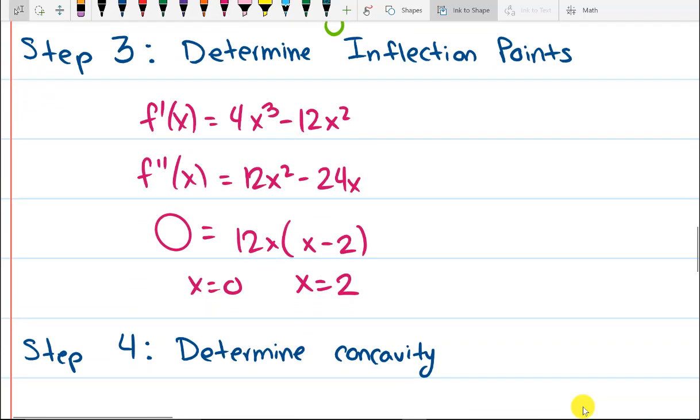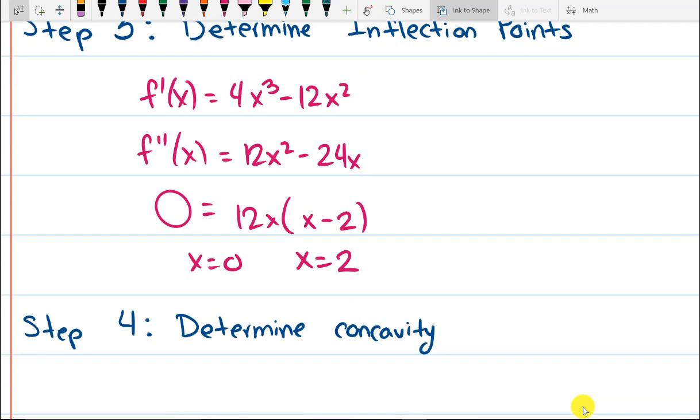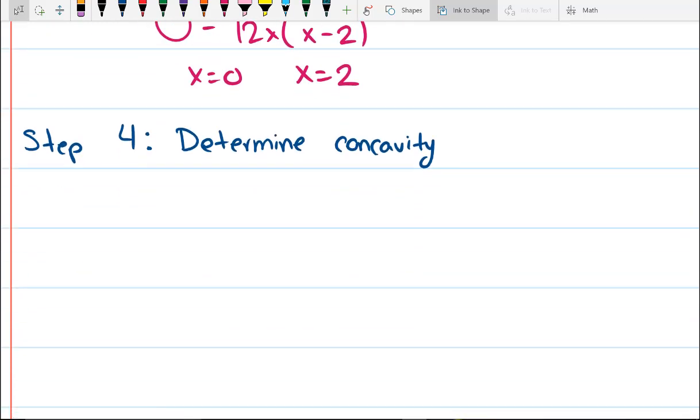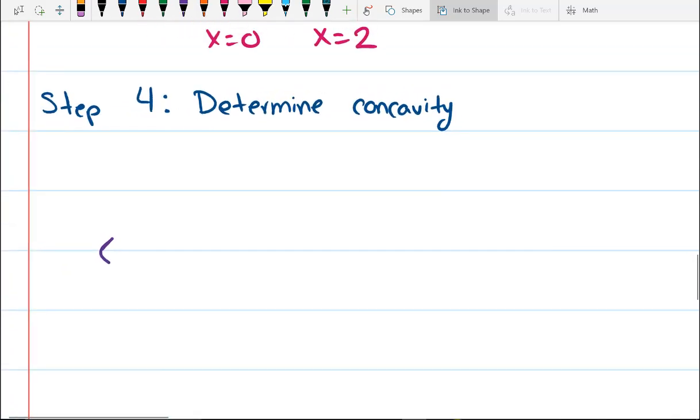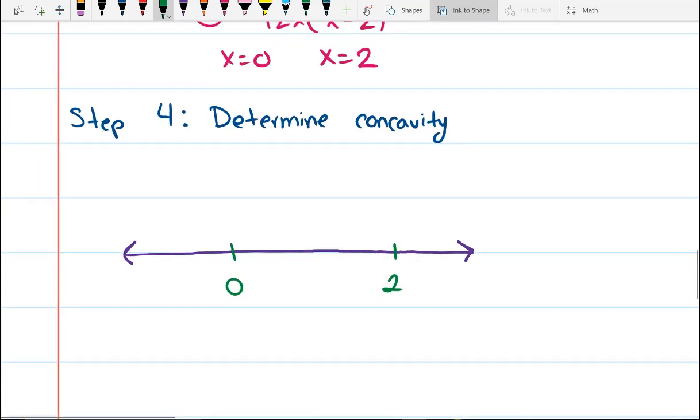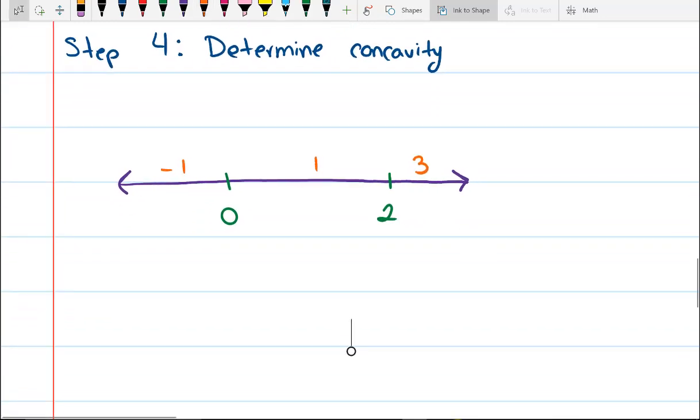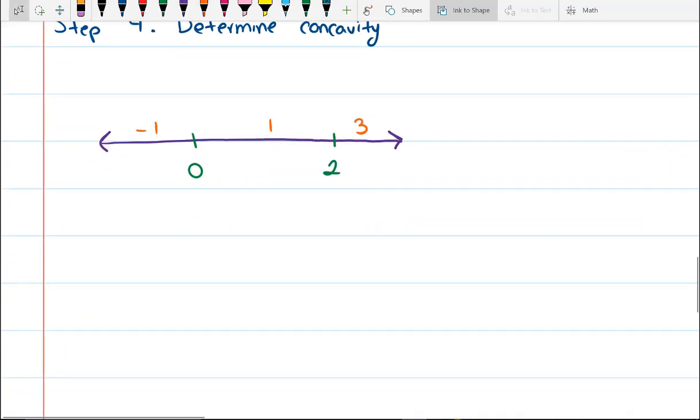That's going to move us on to step 4, determining the concavity of this function. So to determine concavity, we do the same thing. We're going to use a sign chart. It's going to help us out a lot. Remember, a sign chart does not count as evidence on the AP test. It's a wonderful tool, but it does not count as evidence on the AP test. So here we go. We got to pick values in between: -1, 1, and 3. Now we just test those values to see if we're concave up or concave down.